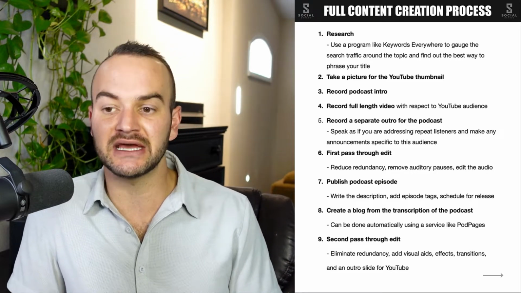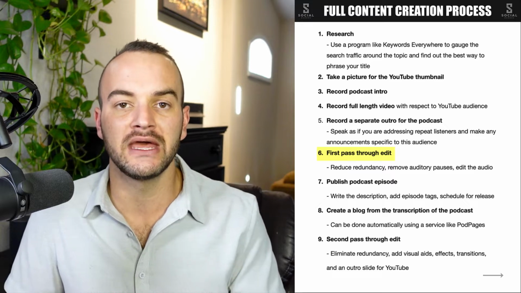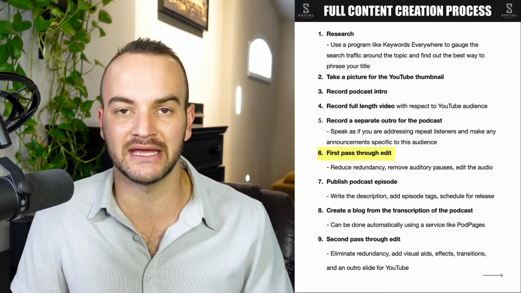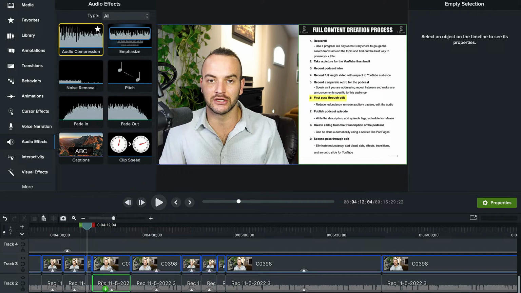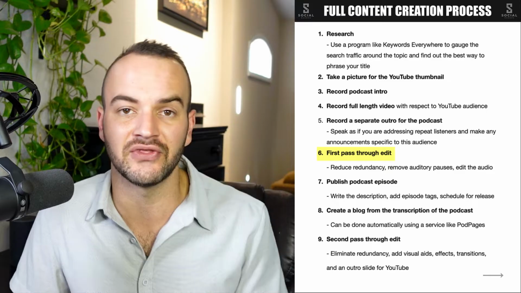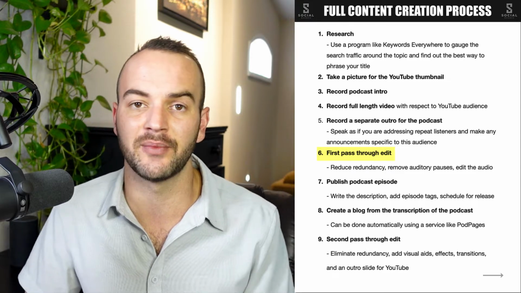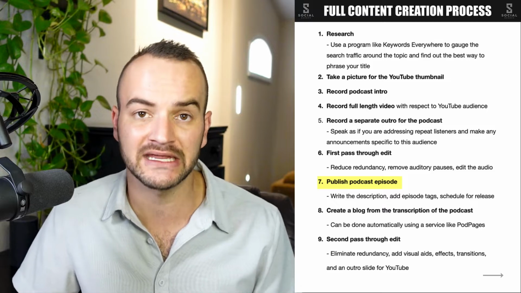Step number 6 is doing a first pass through edit. So I go through and I edit with respect to putting out the podcast. So just the audio. So I'll enhance the audio, put on like a compressor, some noise removal, and I will edit out some redundancy and auditory pauses like ums and anything that I don't think is necessary, and then I will sync it up with the podcast music, and then I will export that and then publish the podcast episode.